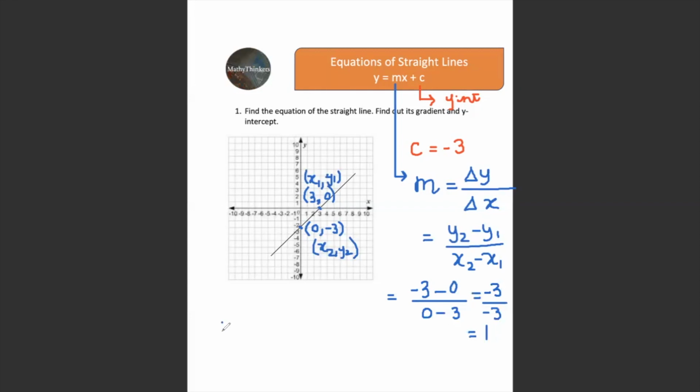So our equation will be y equals 1 times x plus minus 3. Now, in algebra, we don't really write 1 times x, right? Because it's just 1x, so we don't need to write the 1 at all. So we'll write x, and plus and minus gives us a minus 3. So y equals x minus 3 is my answer, my equation for this graph.